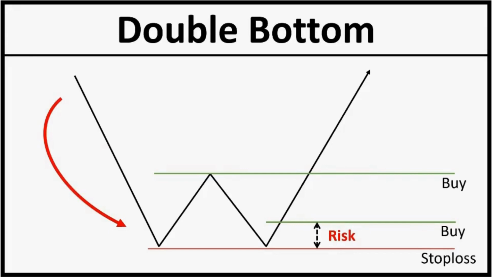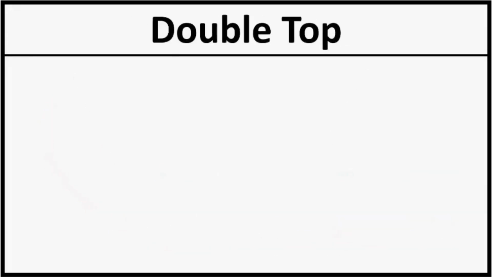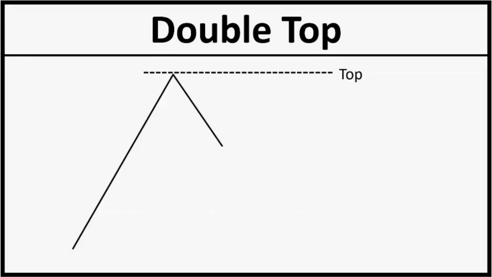Okay, and now let us see the next chart pattern, which is double top. Double top is just opposite to the double bottom. It is a bearish reversal chart pattern and usually occurs in an uptrend. And as you see on your screen, there is an uptrended chart which is forming a top. And if the stock has to continue its uptrend, it will break the top and form a high just above the top.